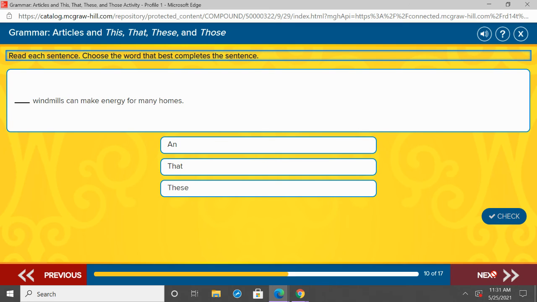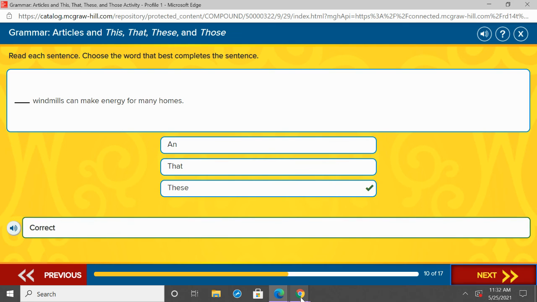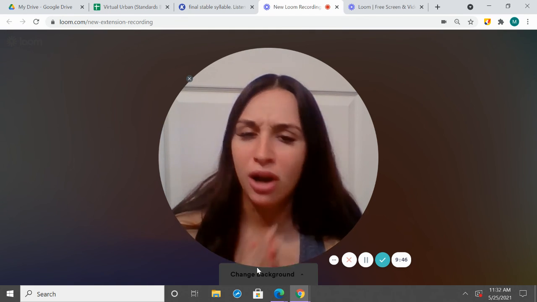Blank windmills can make energy for many homes. What is our answer here? And, that, or these? Go ahead and point to your answer. So you should have picked these. These windmills can make energy for many homes. Windmills is plural, talking about more than one, and a and that are both singular, used for singular nouns. These windmills can make energy for many homes. Fantastic. All right, 2nd grade, that was awesome work.